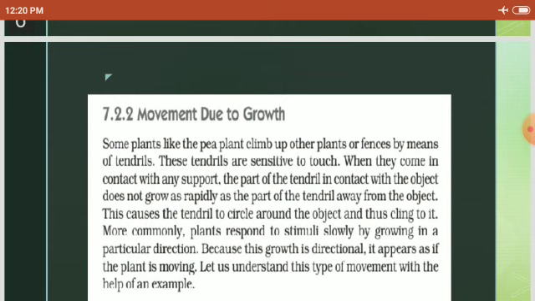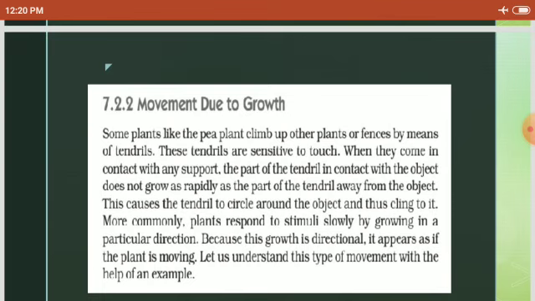Then, movement due to growth. Some plants like the pea plant climb up other plants or fences by means of tendrils. These tendrils are sensitive to touch. When they come in contact with any support, the part of the tendril in contact with the object does not grow as rapidly as the part of the tendril away from the object. This causes the tendril to circle round the object and thus cling to it. More commonly, plants respond to stimuli by growing in a particular direction. This growth is directional. It appears as if the plant is moving.